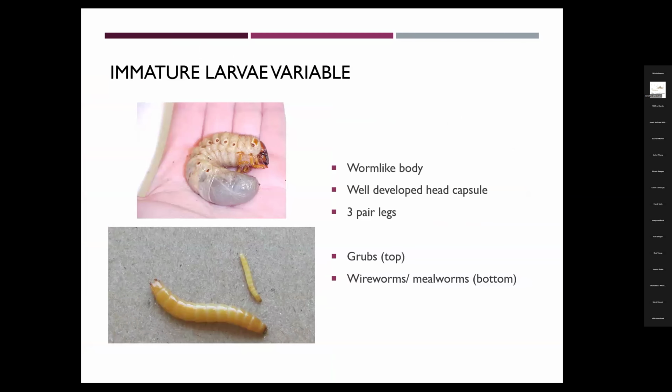When we look at beetle larvae, the body shapes are going to be essentially in two forms. It's generally worm-like with a well-developed head capsule and 3 pair of legs. But we have the grub, white grub or grub worm. Those are going to be what you see on the top. So they're going to be that kind of creamy white C-shaped larvae. Whereas the other form is the mealworm or the wireworm, which has a more hardened, more yellowish tan exoskeleton, and they have more of a straight body. They don't tend to curl up in that C shape like you see with the grubs.